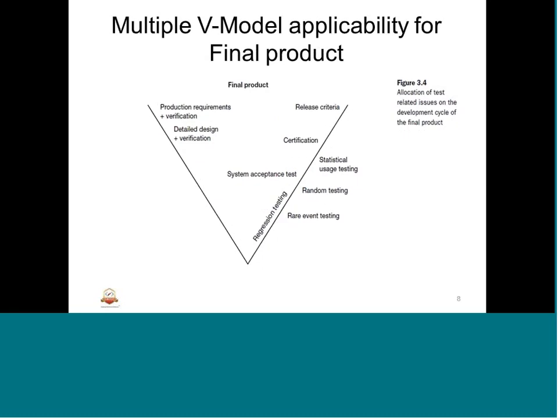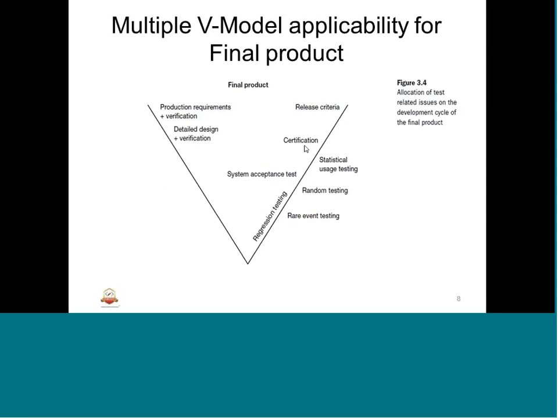Final product, the formal product, how we can apply the multiple V model. Product requirements, that means end product requirements, detailed design, and because code and all we have already taken care of in the prototype, for the final product we are left with only the requirements and design. And in terms of releasing or deploying the product to the customer, we have release criteria, acceptance and all that. Certification is important, especially when the products are going to be fitted in terms of safety aspects that need to be taken care of.